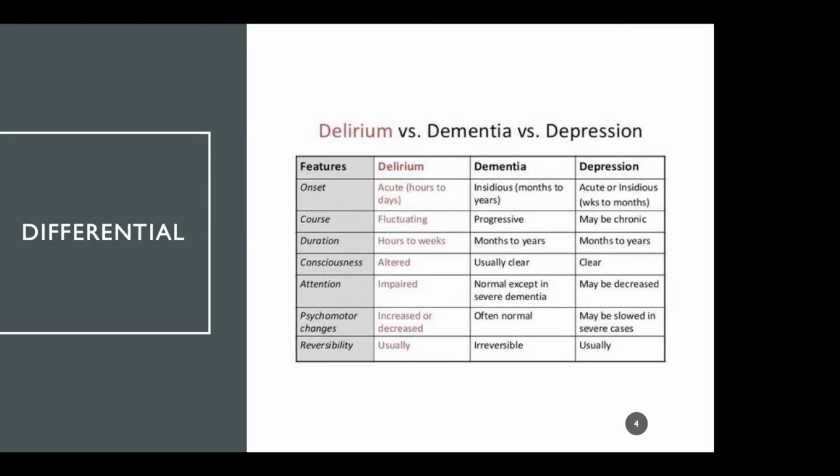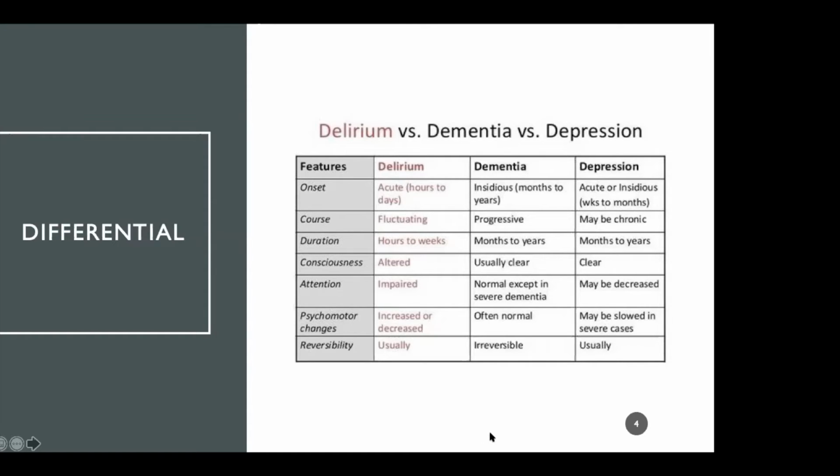And the things we are going to look at are onset, the course, the duration, consciousness, attention, motor or psychomotor changes, and whether this is a reversible or a non-reversible disorder. And so we are just going to take two of those and look at it in terms of onset. Delirium happens within hours to days. Dementia is very insidious. It happens from months to years.